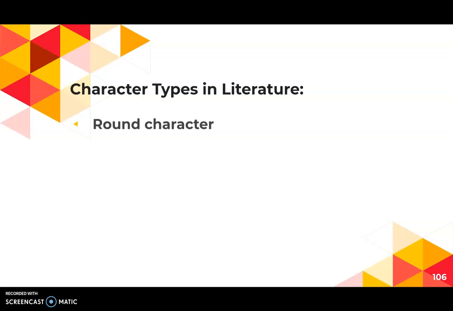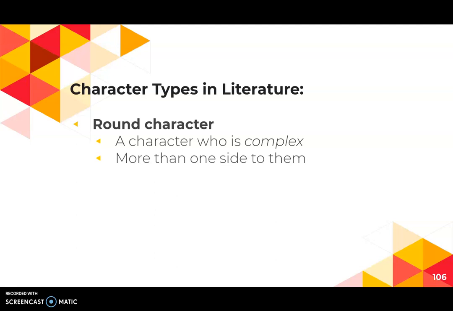In terms of development, there are a few ways that we can describe character types. The first is a round character. This is a character who is complex. They have more than one side to them. It's usually somebody where maybe they're mostly calm, but you see them really lose their mind over something, for example.